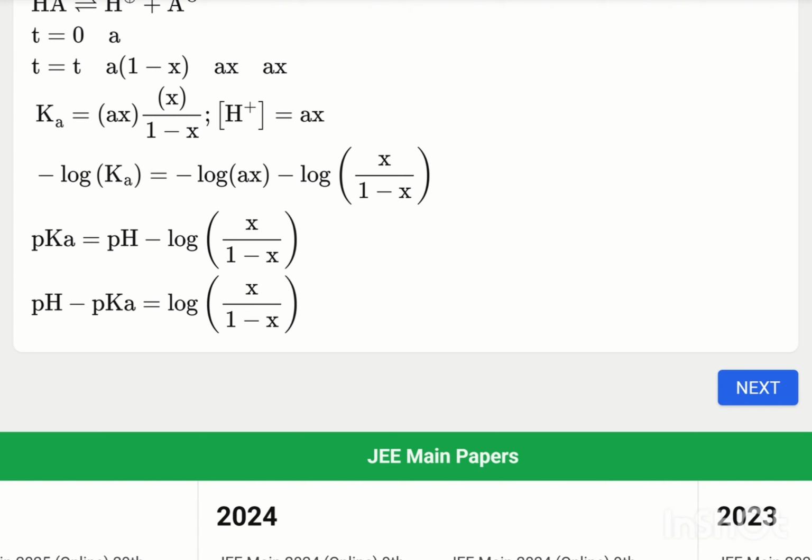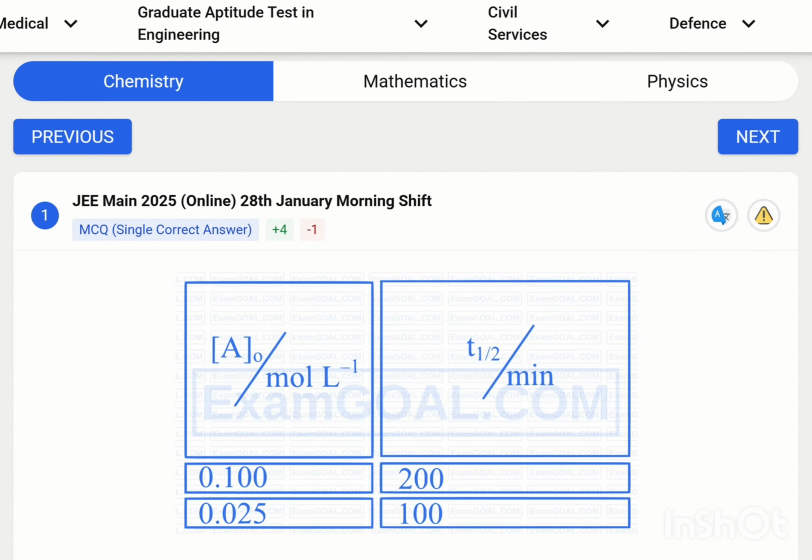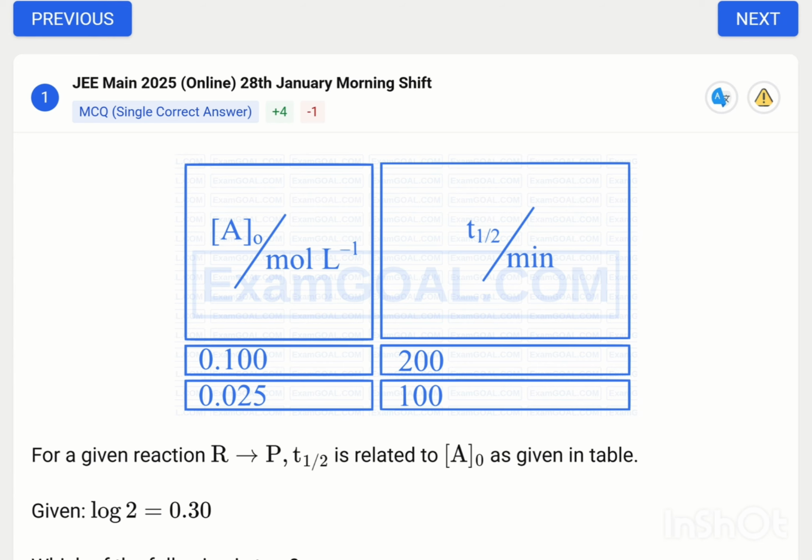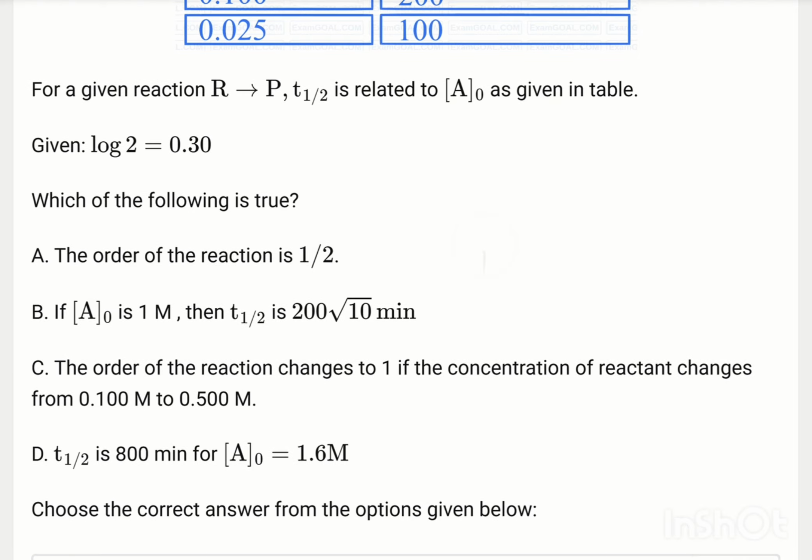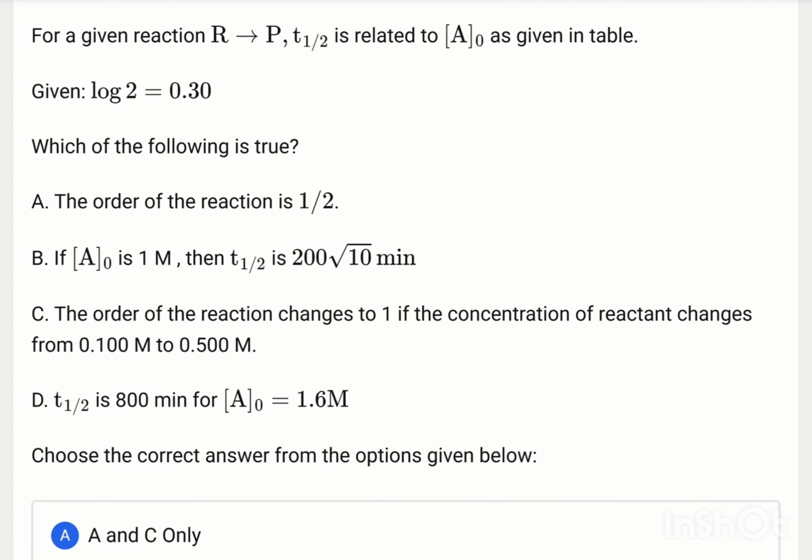Question number 5. Chemical kinetics. 2025 Mains, 28th January. A naught in mol per liter, T half in minutes: 0.100, 200, 0.025 and 100. For a given reaction R to P, T half is related to A naught as given in the table. Log 2 is given. Which of the following is true? The order of the reaction is 1 by 2. Okay, first of all let us check the order of the reaction.